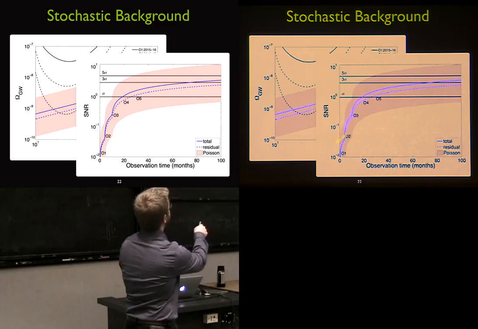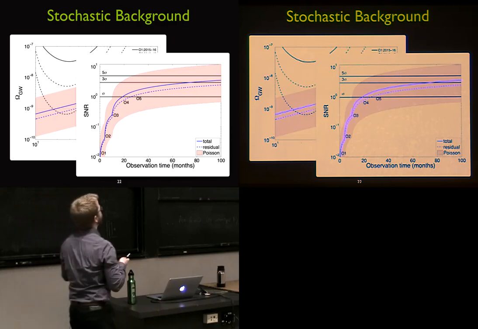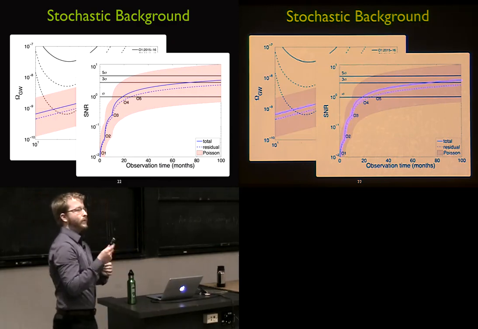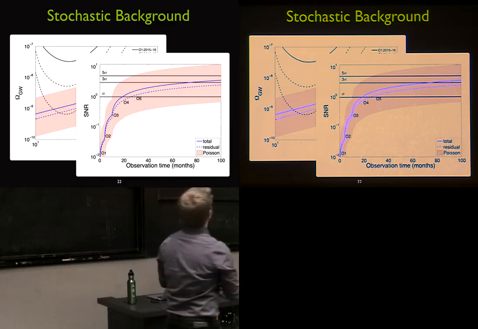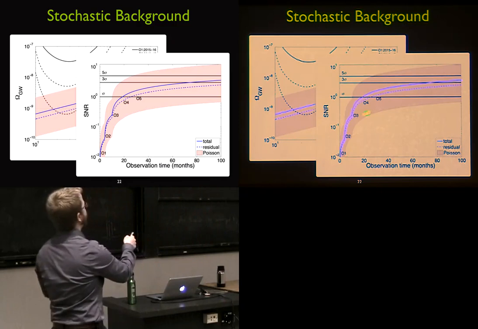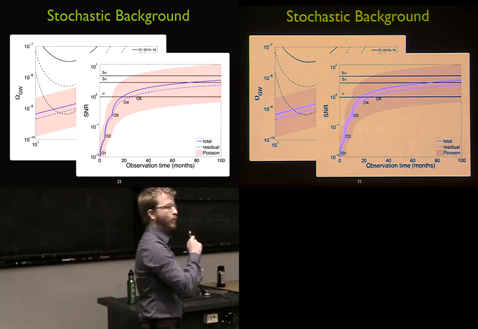So again, the pink here is the projection for what the stochastic background looks like based on GW150914. And then in blue here is the SNR, the signal-to-noise ratio of that signal that we're looking for. And as we collect more data, it gets better and better. Each one of these jumps is the instrument getting a little more sensitive, and then that overall progression is just the effect of collecting more data.